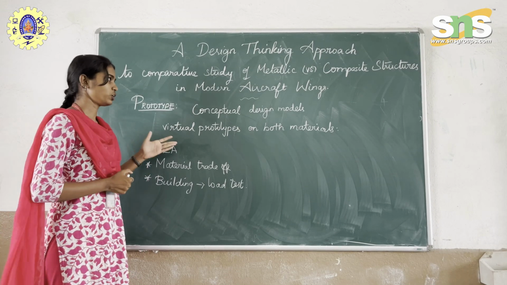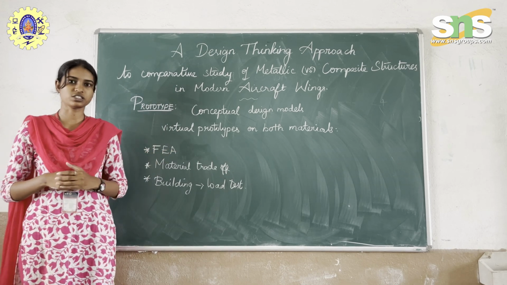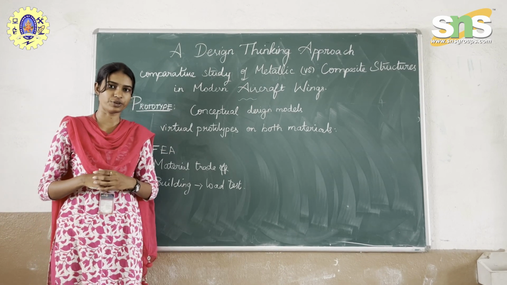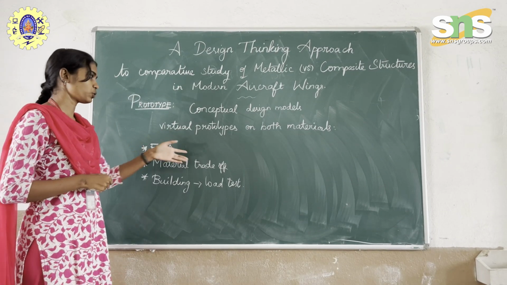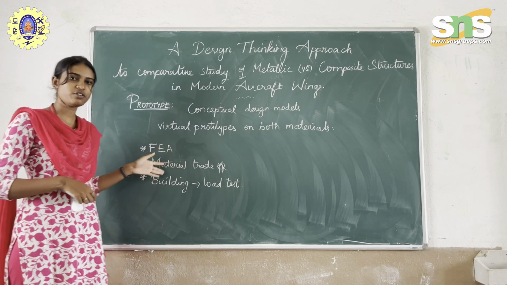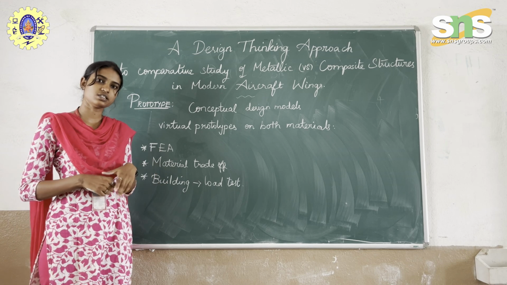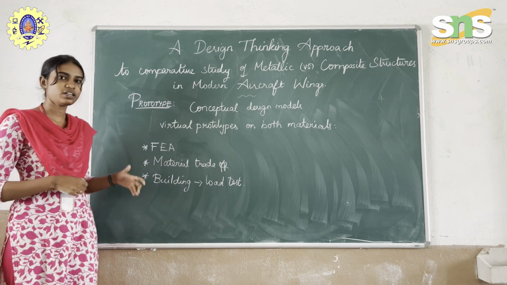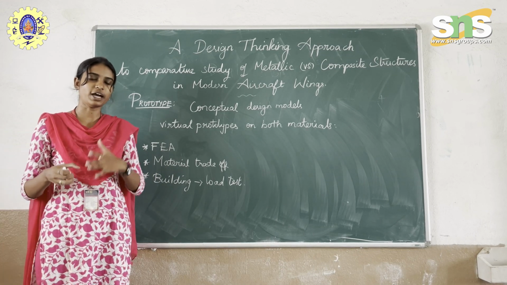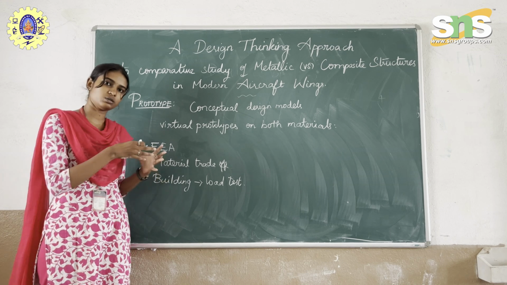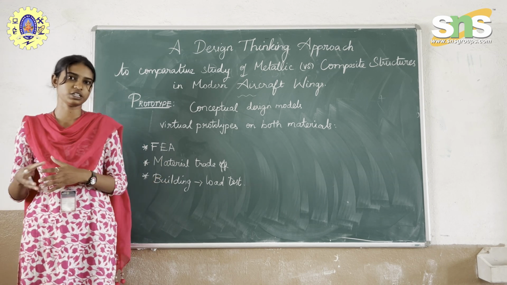Hi everyone, this is Shakti from third year Aerospace Engineering. For prototypes of metallic and composite structures in designing an aircraft wing, we can use virtual prototype testing methods. We have 3 types here. Firstly, we can use the finite element analysis method, in which we can create a virtual prototype and decide whether metallic materials or composite materials are good.